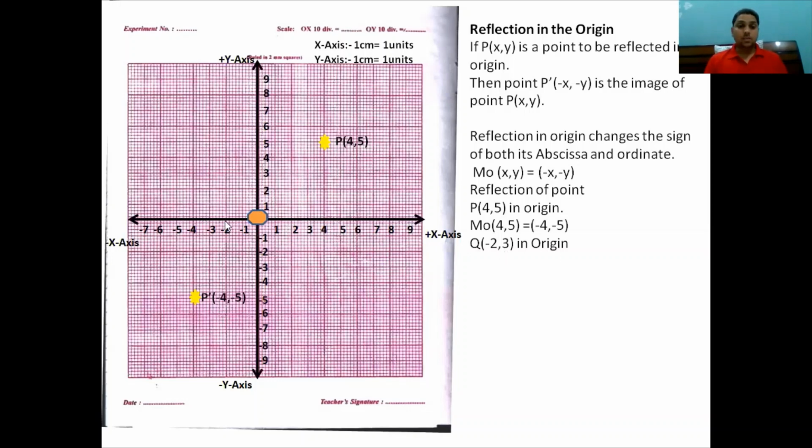Similarly, point Q(-2, 3) in the origin. X is -2 and y is 3. So this will be the location here. Just change the sign of abscissa and ordinate. Since x is -2, minus minus becomes plus 2, and since it is reflected in the origin, it will be plus 2 and minus 3. So the point will be (2, -3). This will be the image. Okay, understand? Just change the sign of abscissa and ordinate in the given point so that we have the image of that particular point. Understand?